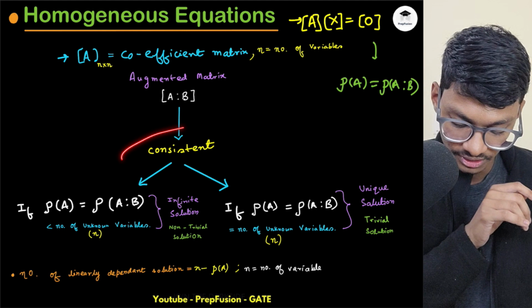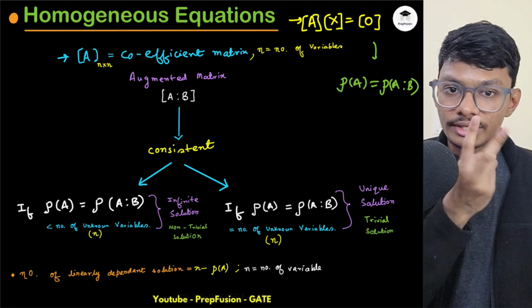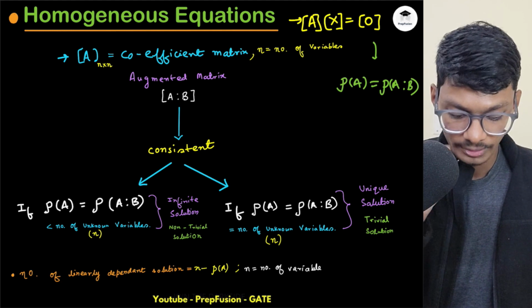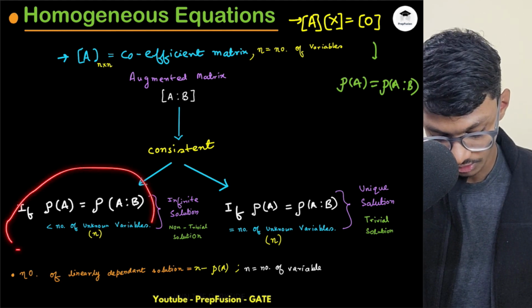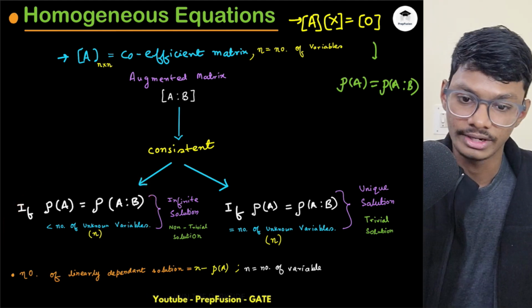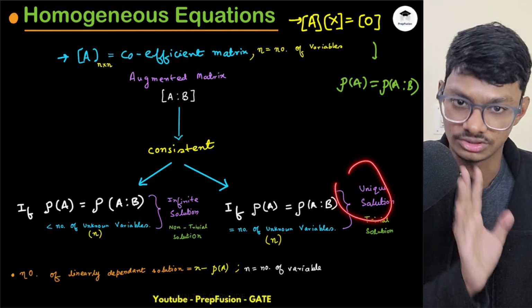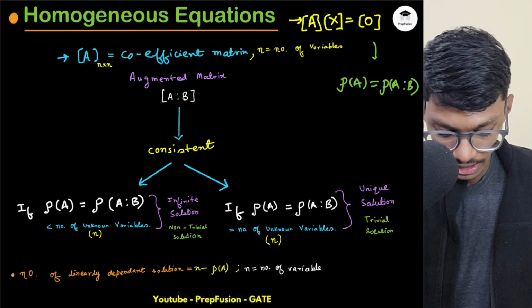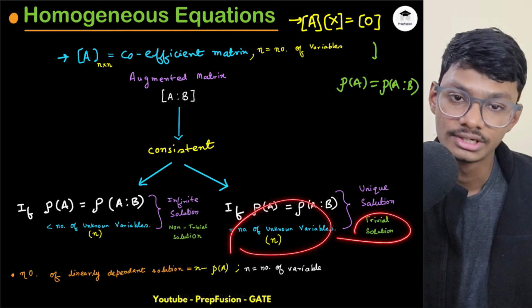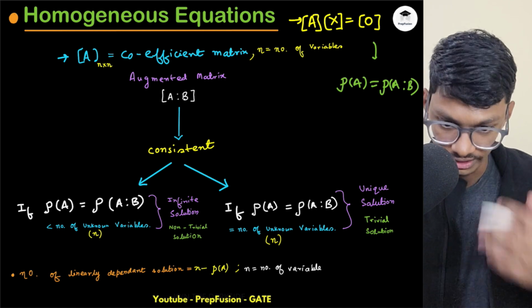So we only get consistent solutions, and out of those there are two possibilities. Either my rank of A is less than the number of unknowns, then I will get infinite solutions. Or if my rank of A is equal to the number of unknowns, then I will get a unique solution. Two cases: infinite solutions and a unique solution. This unique solution is also known as the trivial solution, and the infinite solution is known as the non-trivial solution. Why? I will tell you.